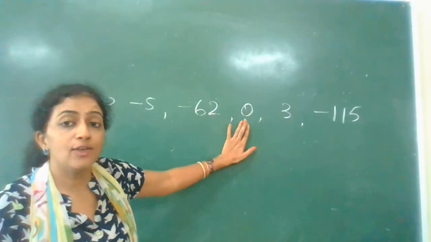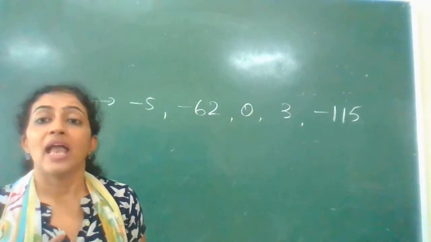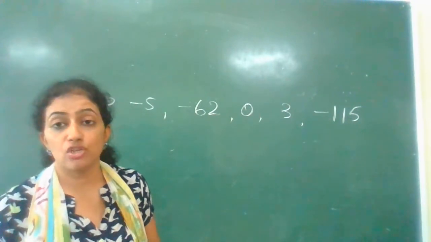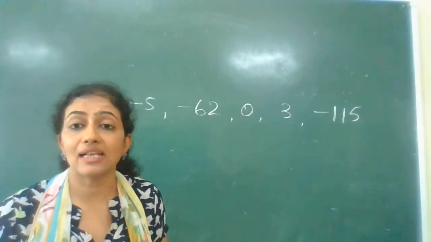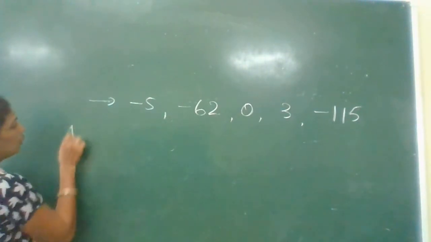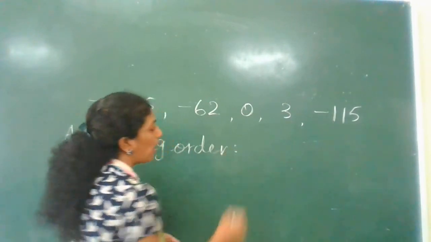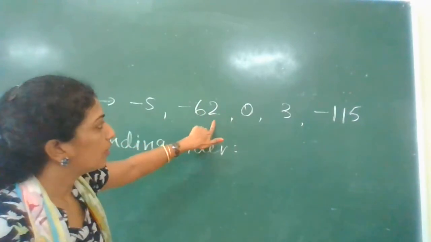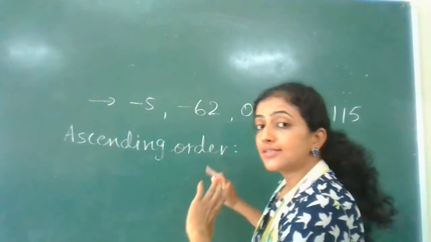But that was when you were having whole numbers, only positive integers. Here is a combination of negative and positive. As we all know, all the negative integers are smaller than positive integers. So first of all, you have to see only negative integers because you are starting with the smaller number. You are doing ascending order. So when you are doing ascending order, the smallest number is minus 150. Why?